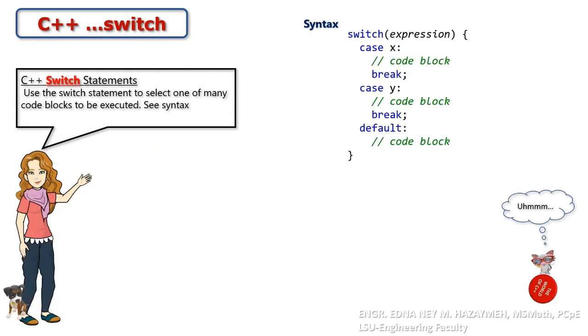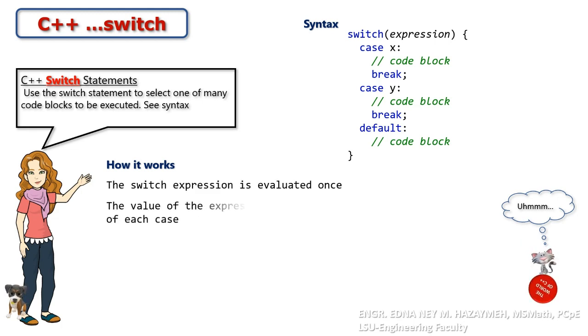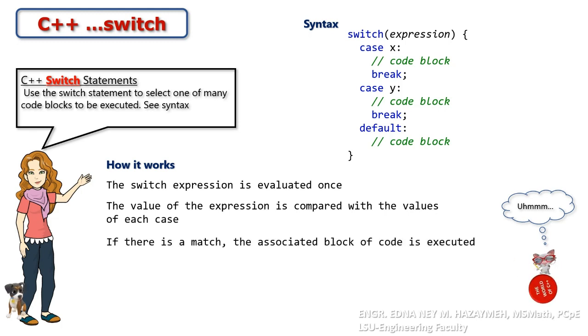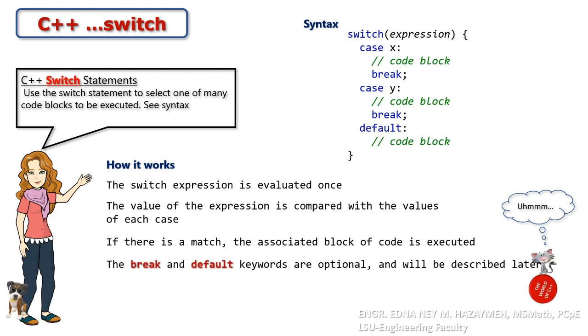C++ switch. C++ switch statements. Use the switch statement to select one of many code blocks to be executed. See syntax. How it works. The switch expression is evaluated once. The value of the expression is compared with the values of each case. If there is a match, the associated block of code is executed. The break and default keywords will be described later.